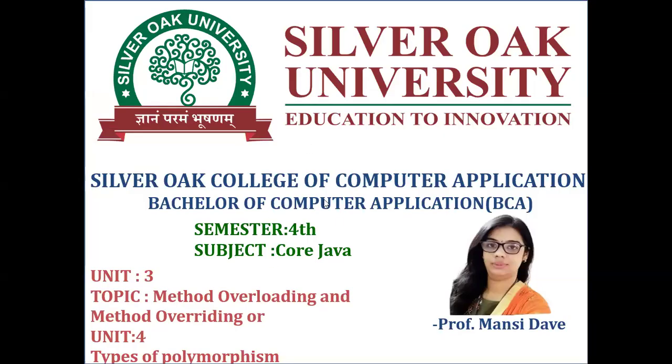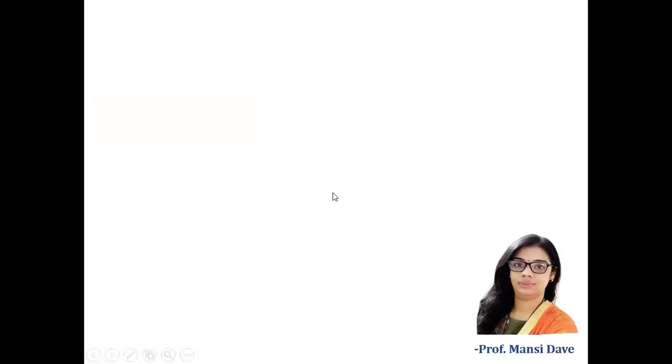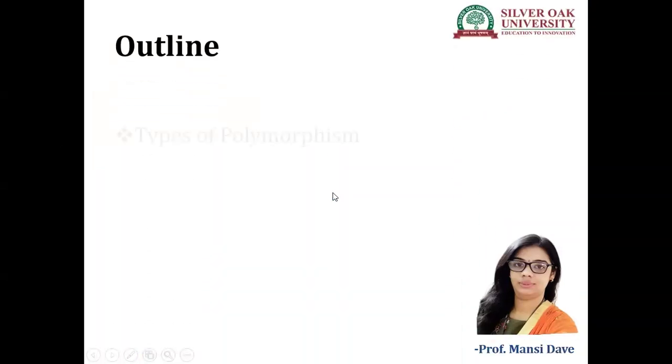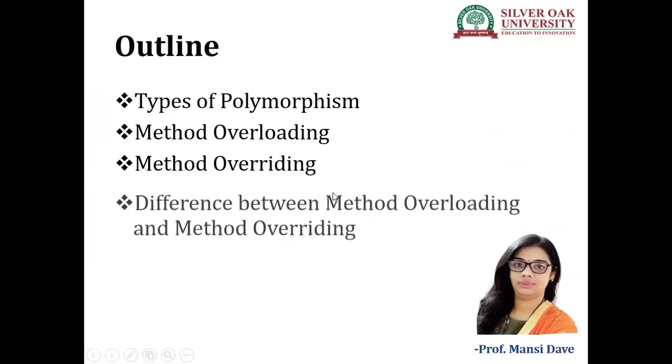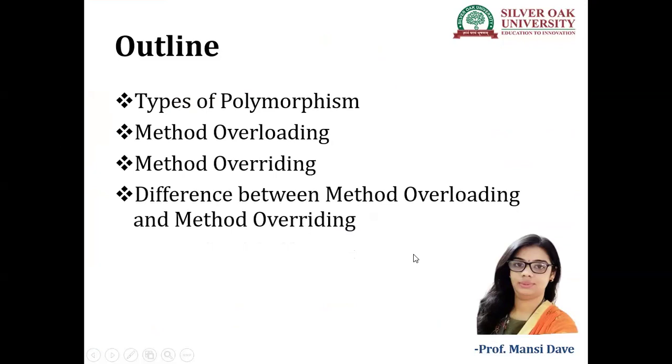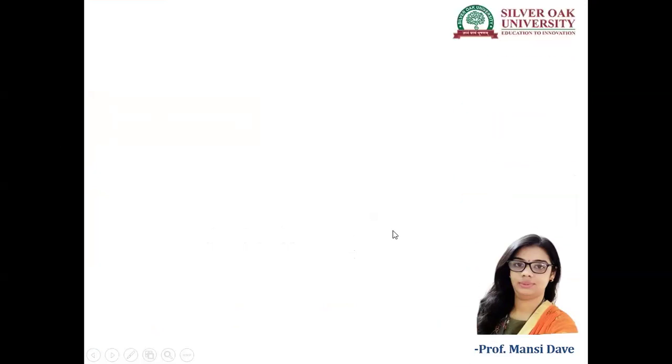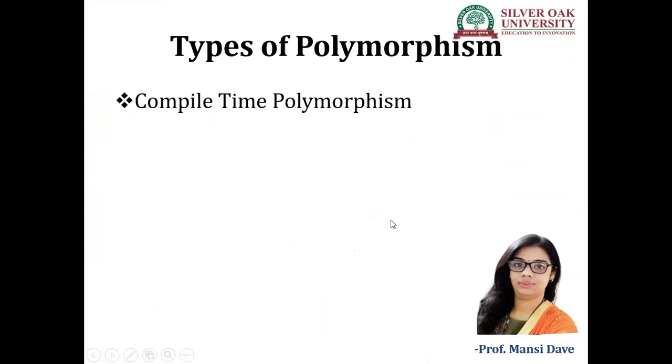Okay, now we will discuss the Unit 3 topic: method overloading and method overriding. But before proceeding, I want to convey something. Unit 4 also contains the topic types of polymorphism. Both are the same, and we will understand them together. Here is the outline: types of polymorphism, method overloading, method overriding, and the difference between method overloading and method overriding. First, we will understand the types of polymorphism.